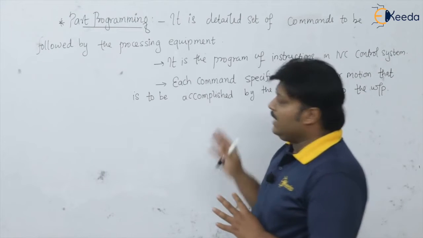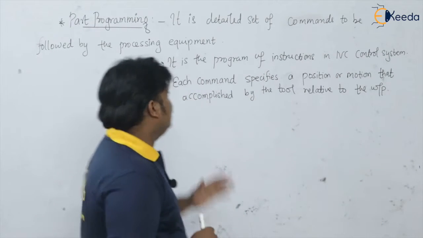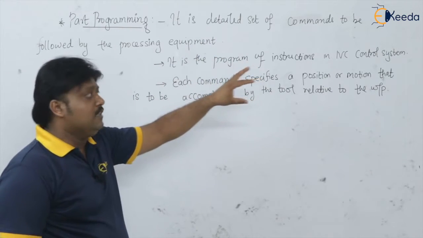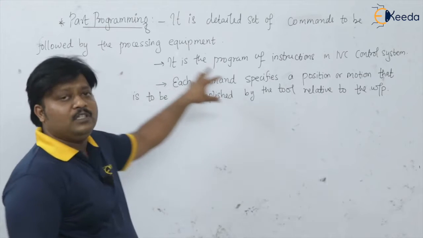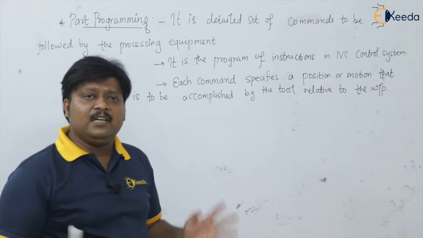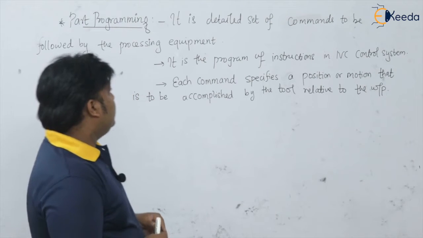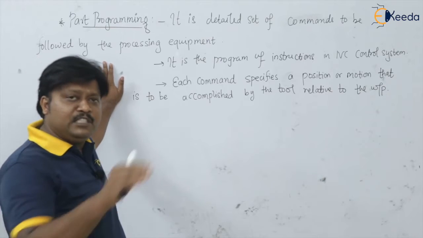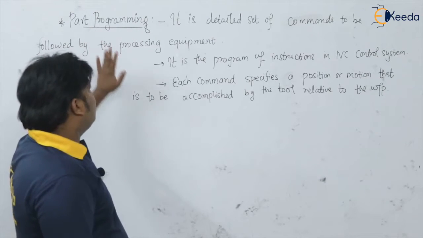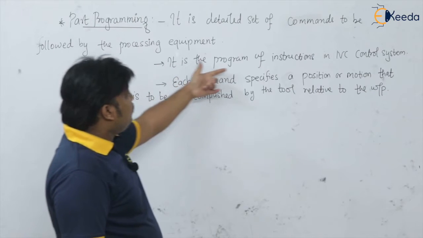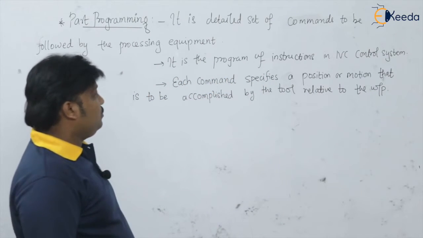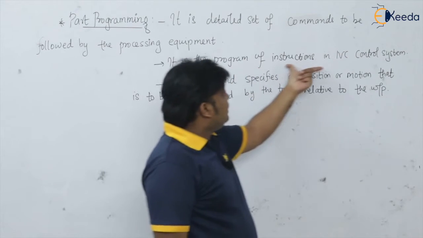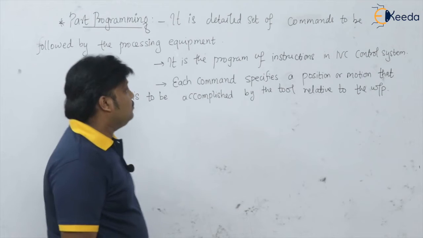Again, if you look at the detailed definition of part programming, it is a detailed set of commands to be followed by the processing equipment. These are the detailed commands we are giving, and those commands are going to be followed by that machine tool or equipment. You can also call part programming the program of instruction in the NC control system.